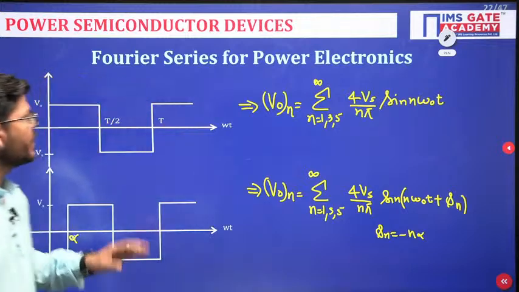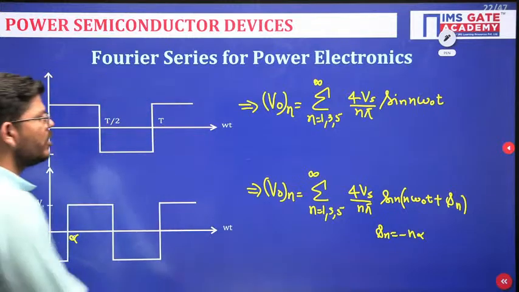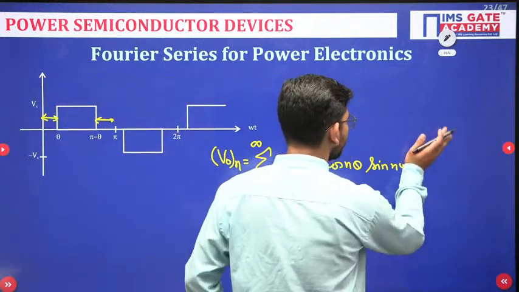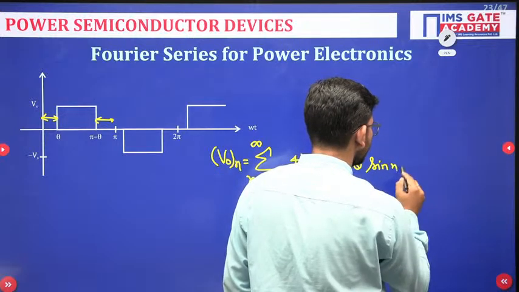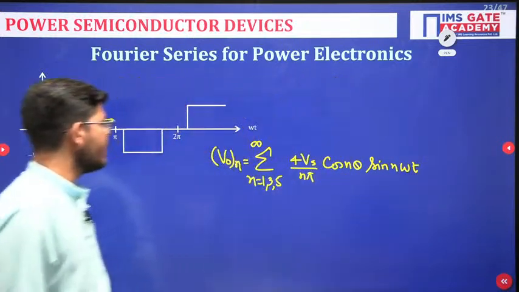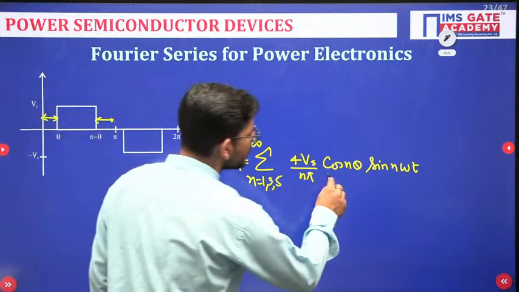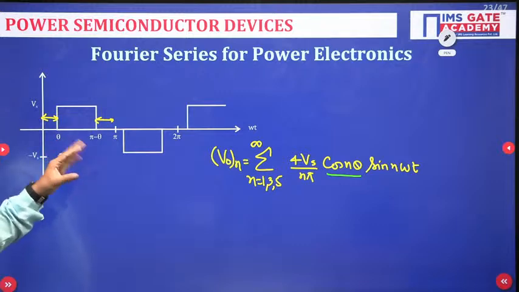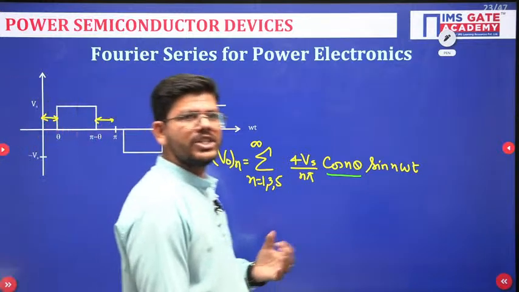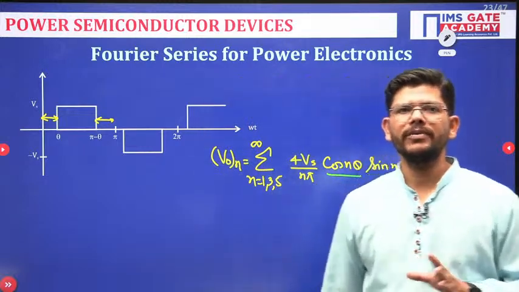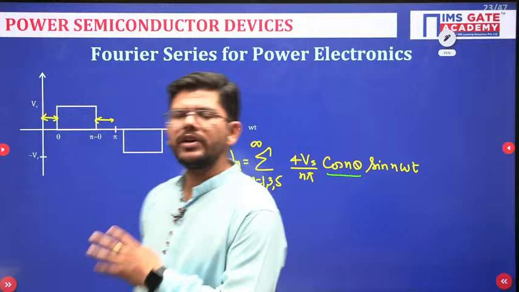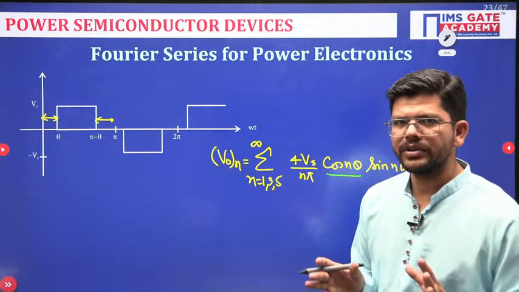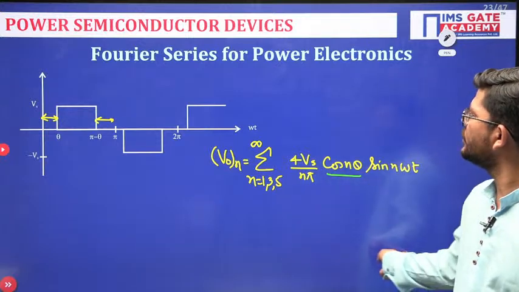Just write sine n omega t, that will be fine. Just see, you have added this extra term cos n theta here, which is coming from this angle theta. So 3 cases: perfect square wave, shifted square wave or quasi square wave. If you have practiced these cases, you will be able to write the Fourier series expression for all the converter waveforms available in power electronics. Fine. So this is about the Fourier series that you should know.